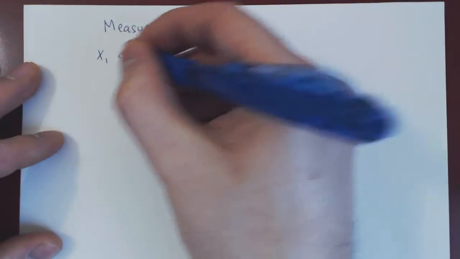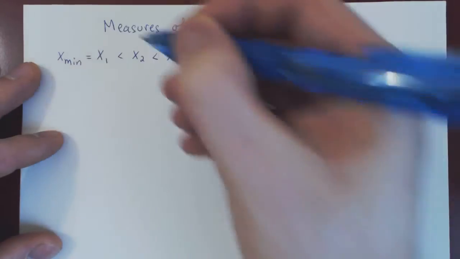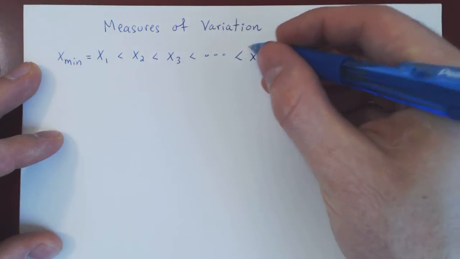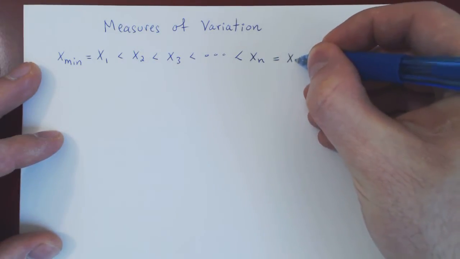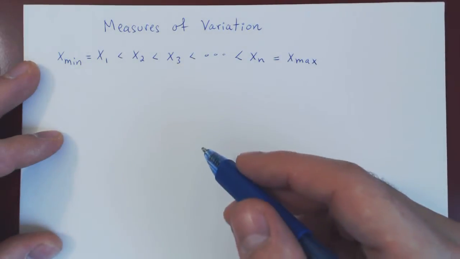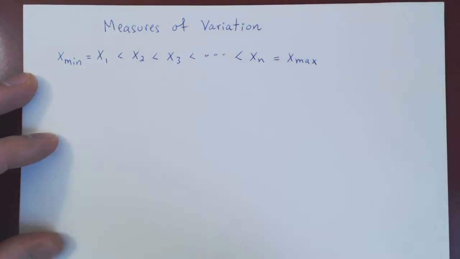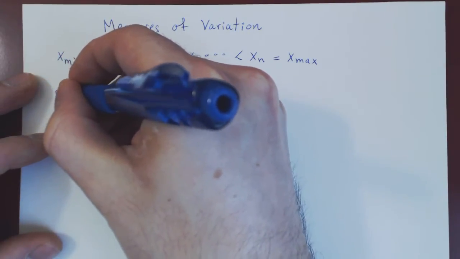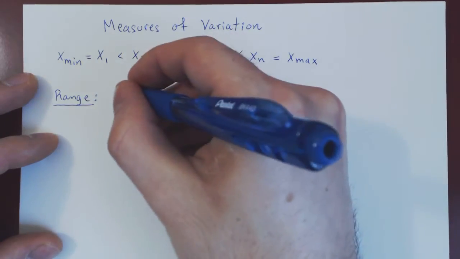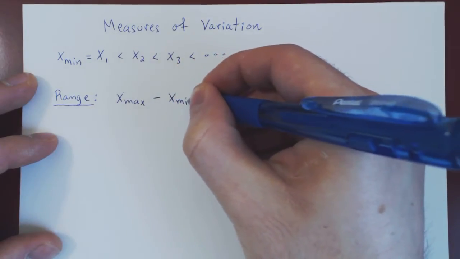Now we sometimes will denote x1 as simply being x min, to say it is the smallest value of our set, and we'll sometimes also write, instead of xn, simply x max. Okay, so the first measure of variation is very simple but not that useful, and you'll understand why as soon as we see how it's defined, and that is the range of a data set. The range is quite simply the maximum value of your set minus the minimum value of your set.